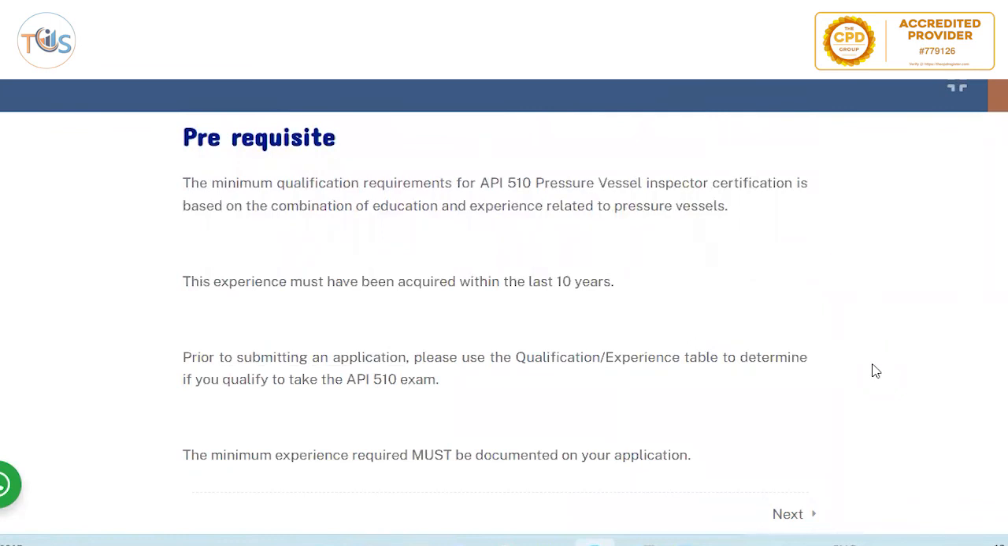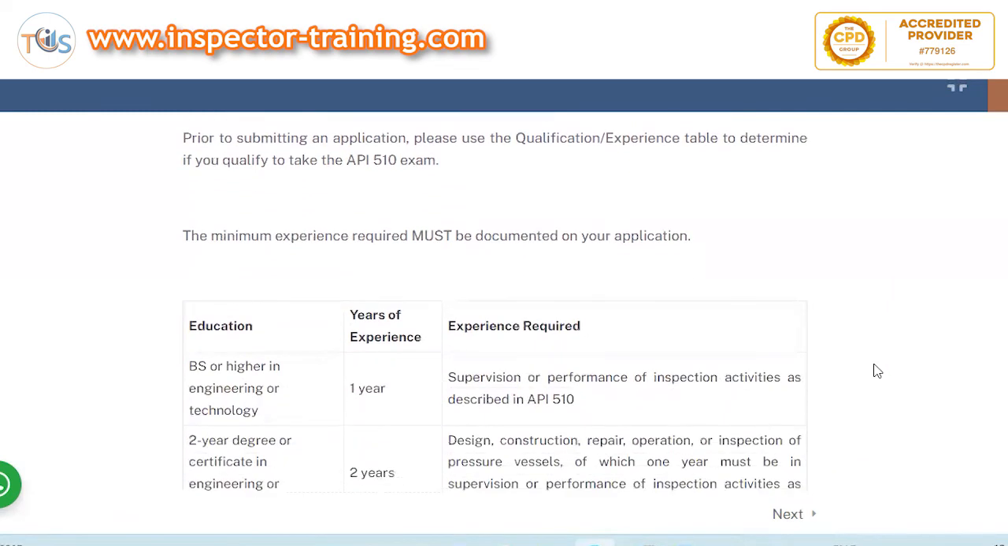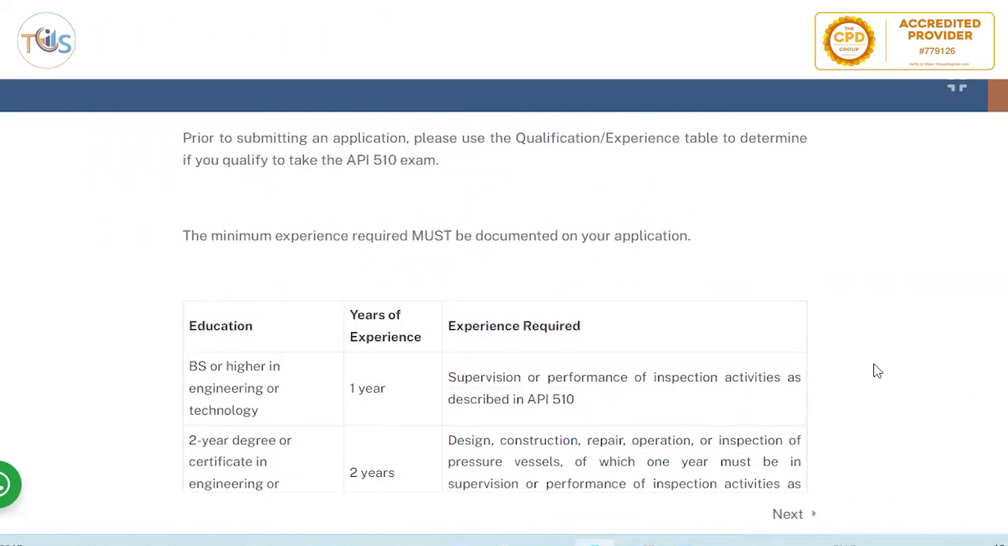Okay, let's see what the prerequisites are, what you need to have in order to be allowed to attend the exam for the API 510 Pressure Vessel Inspector certification. It's based on a combination of education and experience earned within the last 10 years. So prior to submitting your application, check the table below or go to API ICP and see what you need to have.